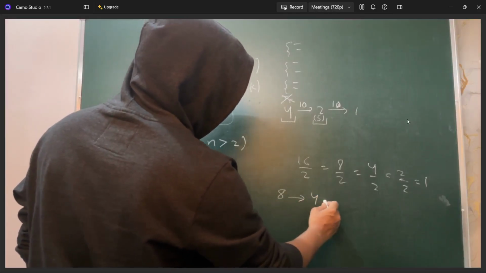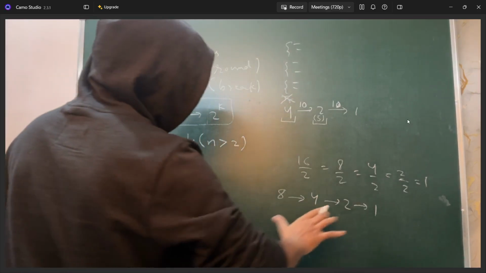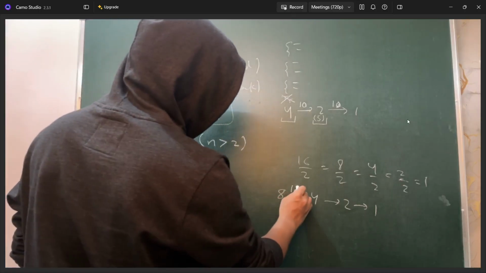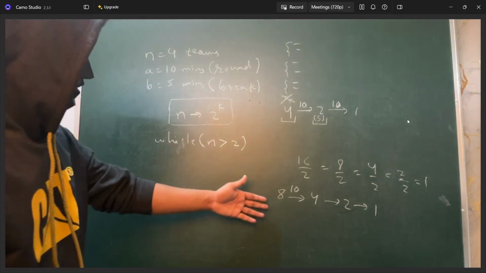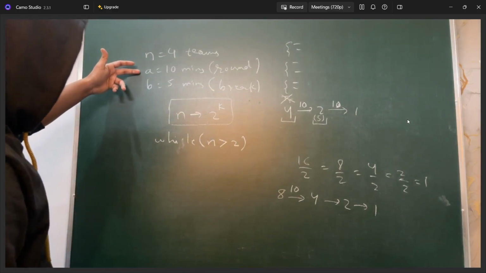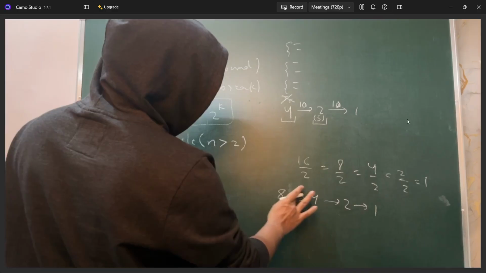Next you will be having 4 teams, because 4 will be lost and 4 are going to be winning. So this is the order that you will be getting, right? Here they'll be taking, let's say, 10 minutes. Actually it will be A minutes to compete, and they'll be taking B minutes of rest. Let me tell you in that way only.